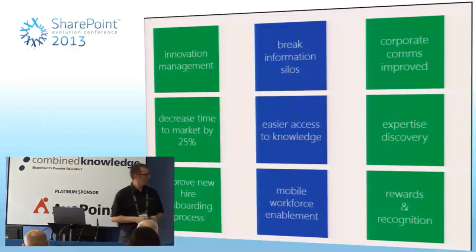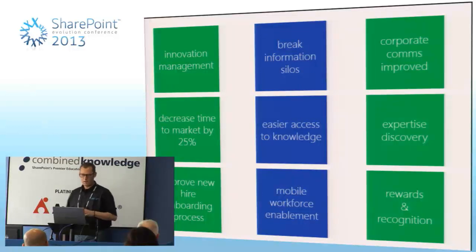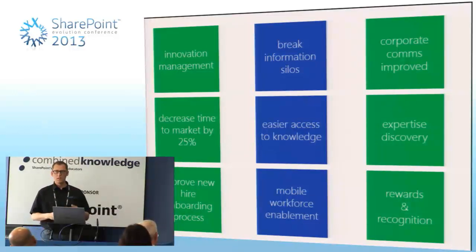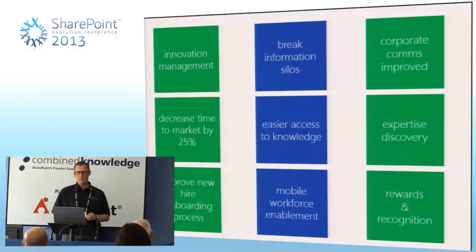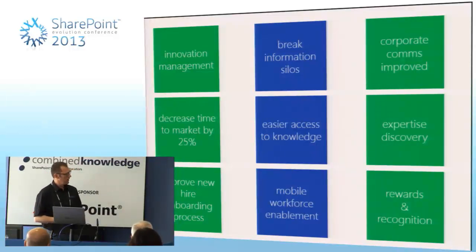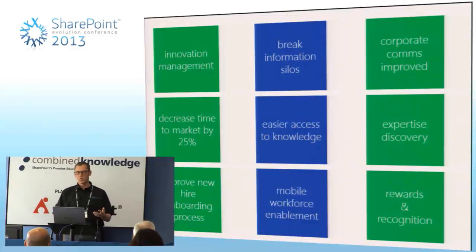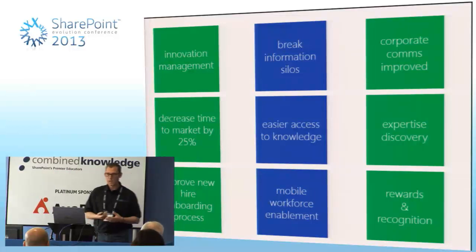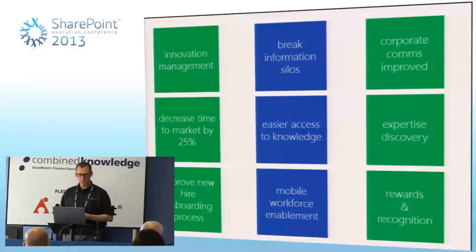This is a specific one, decrease market time, but maybe easier access to knowledge is not so well defined. So defining your business goals and how to turn that around and make that goals for your social implementation, that can be a challenge. Of course, if you want to measure something, then you have to start with the baseline, determine what you want to accomplish, and then measure it over time. So the more specific you can do this, the better it is for the implementation, of course.